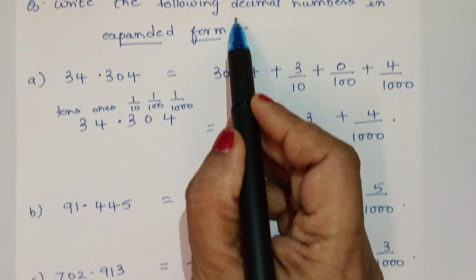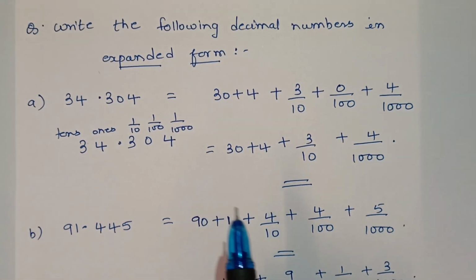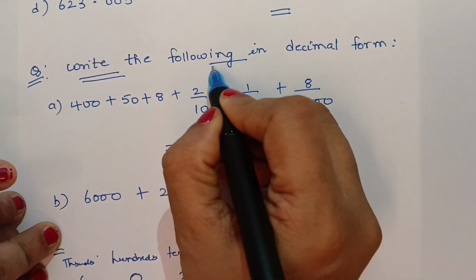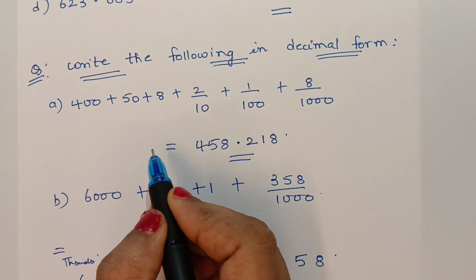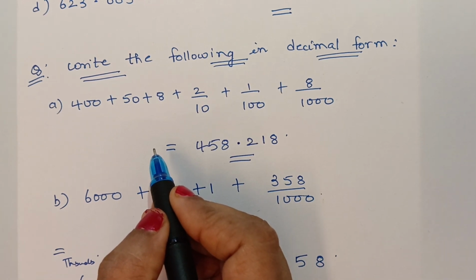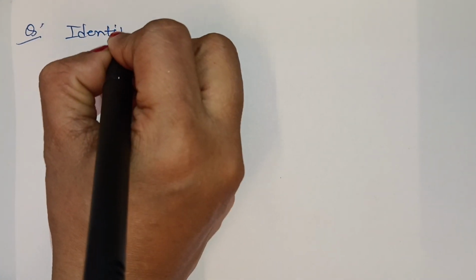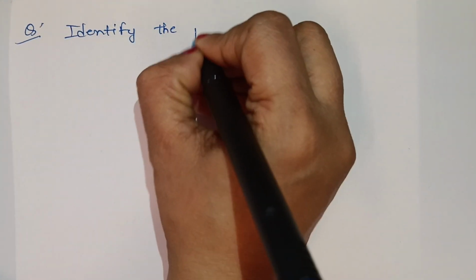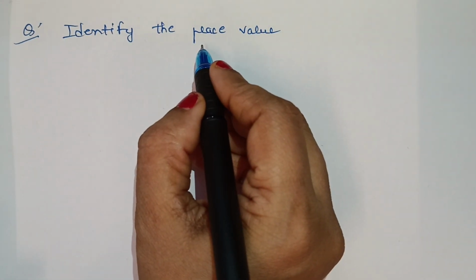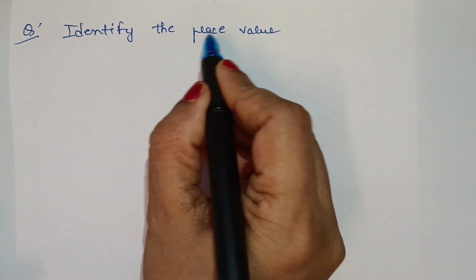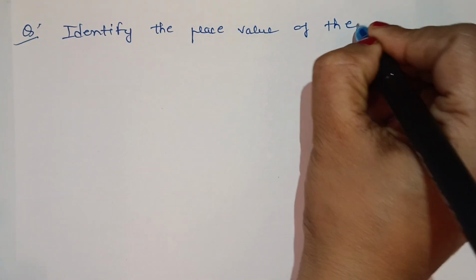So in this way we have learned how to convert decimal numbers into expanded form. And here we have learned how to convert the expanded form into decimal form, vice versa. Now switch to the next page. Identify the place value. Place means position. What is the position or place value of the underlined digit?